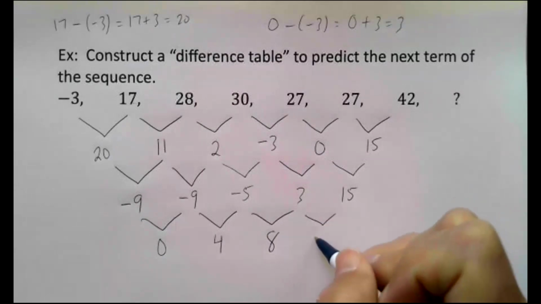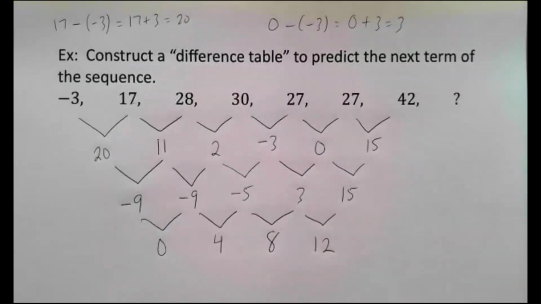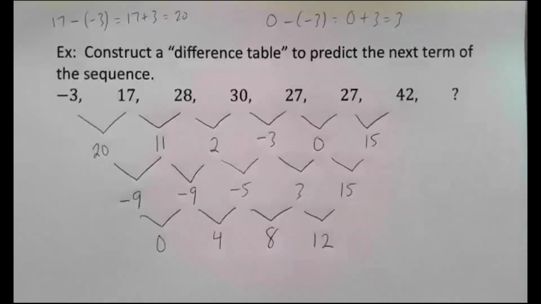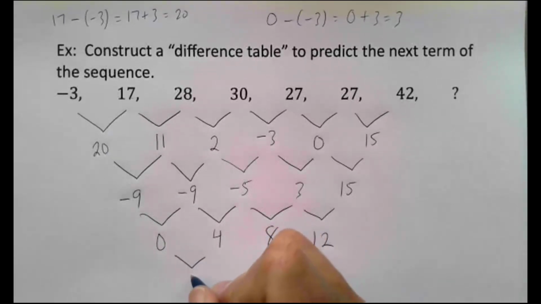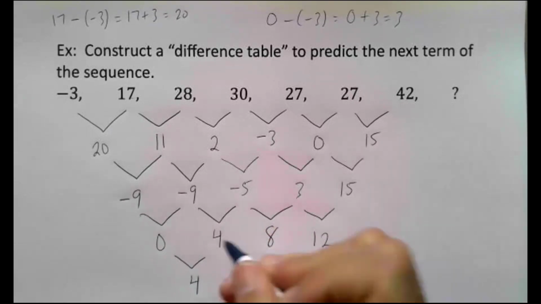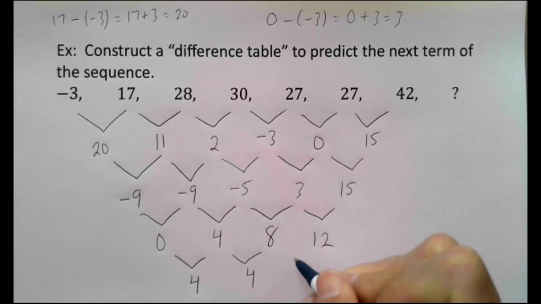And then finally, 15 minus 3 equals 12. The idea is, do you see a pattern now? I think most of you probably do see a pattern now in this line. If not, do it one more time. Go 4 minus 0. Go 8 minus 4. Go 12 minus 8. Okay, now we see a pattern for sure.